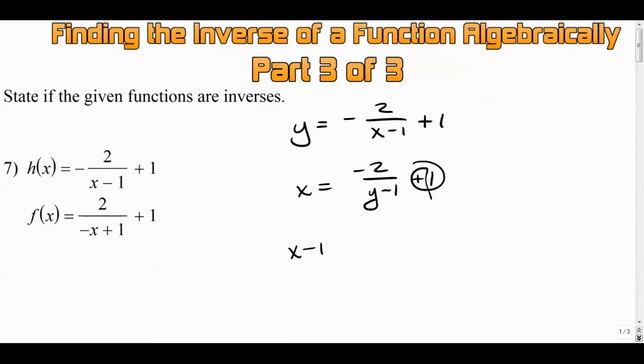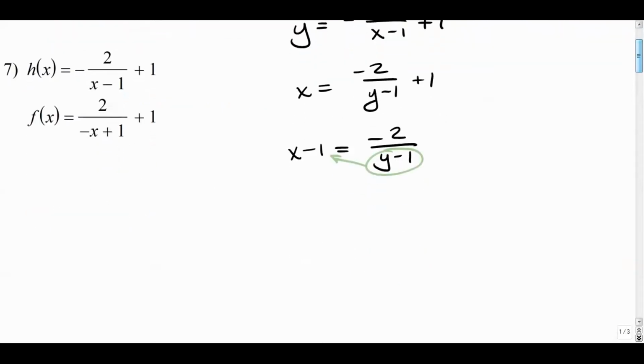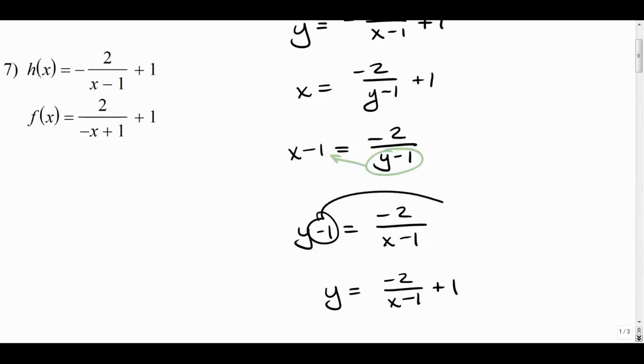So let's get this one over here first. I always recommend adding and subtracting before you do any multiplying and dividing. A little trick here: if the variable that you're looking for is in the denominator, just switch it with this thing. Just move it on over there. So this is y minus 1, and now the x minus 1 goes over here. So I get negative 2 over x minus 1, and then this negative 1 comes back over, plus 1. And that is my inverse. So I'll call that H inverse.